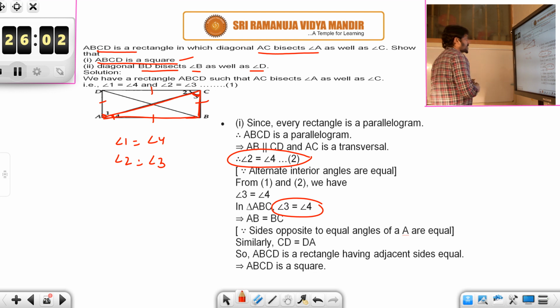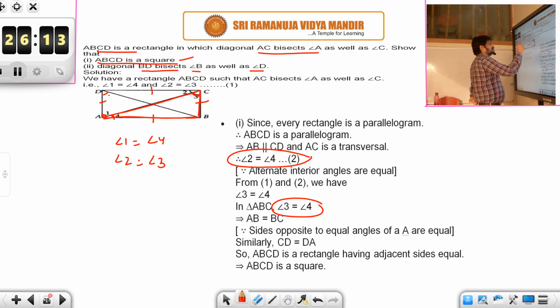Okay, students. Now, what else? The second part, you need to prove that diagonal BD bisects angle B as well as angle D. So you need to prove that these two angles, say this is 5, 6, 7 and 8, you need to show that angle 5 is equal to angle 6.